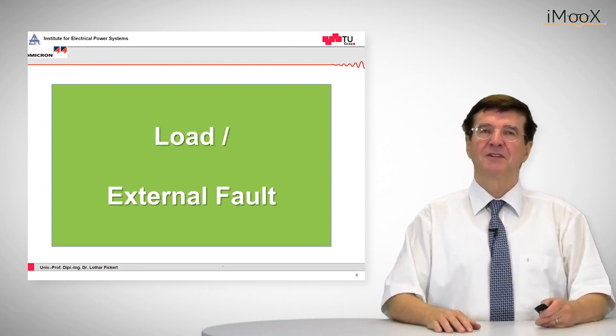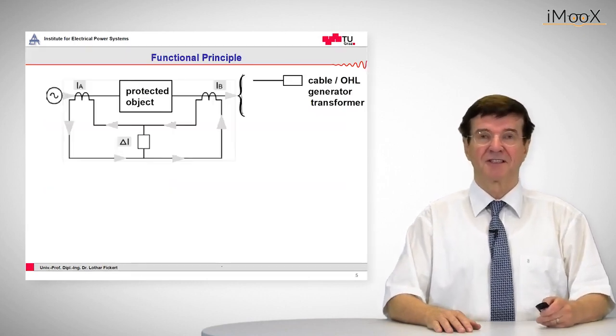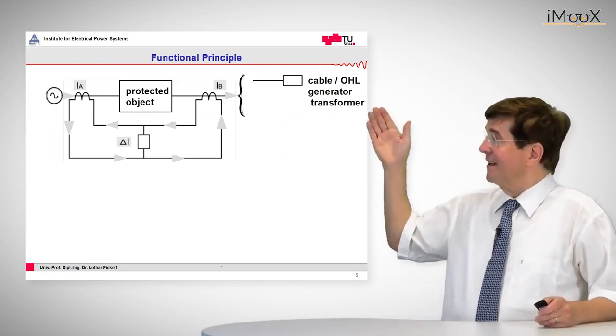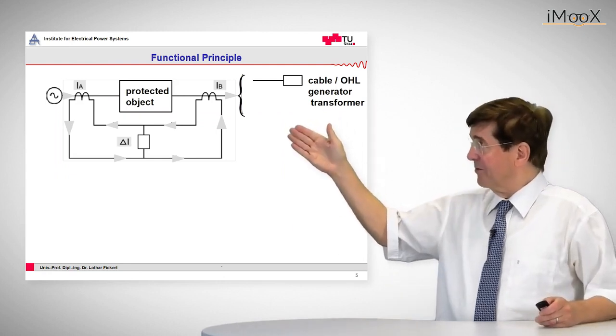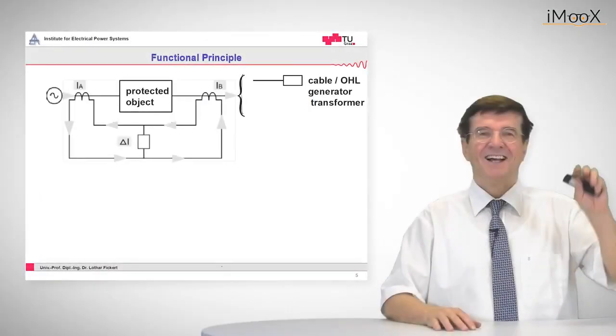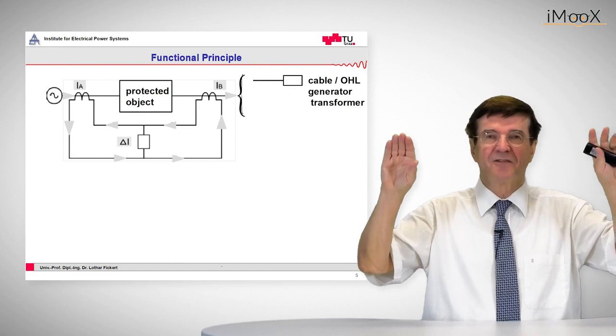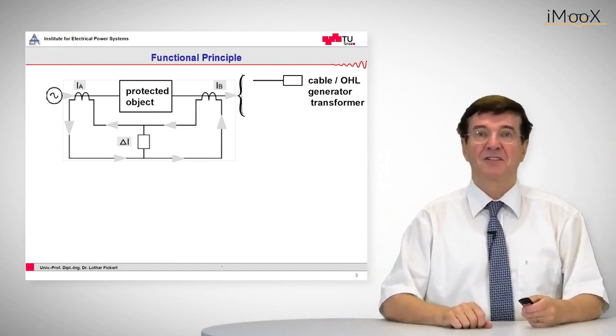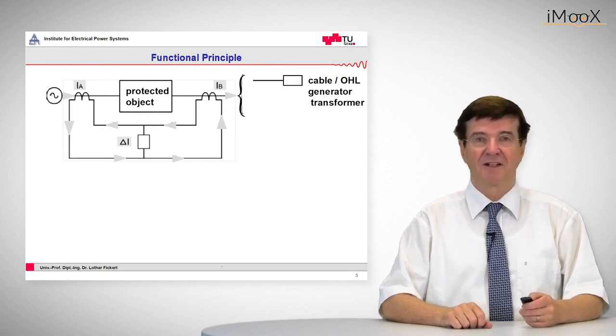So let's first start with the load or external fault conditions. We see here a protected object, which may be a cable, overhead line, generator or a transformer. To the left side and to the right side of this protected object we have a set of current transformers, which transform the primary current into secondary values.